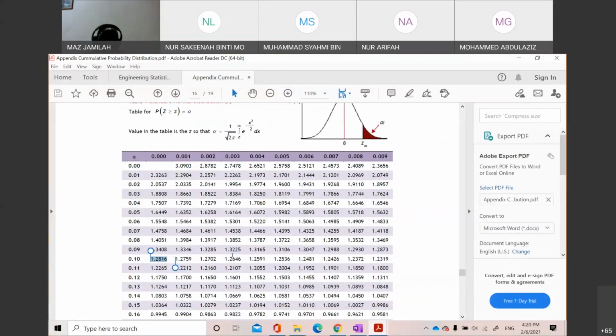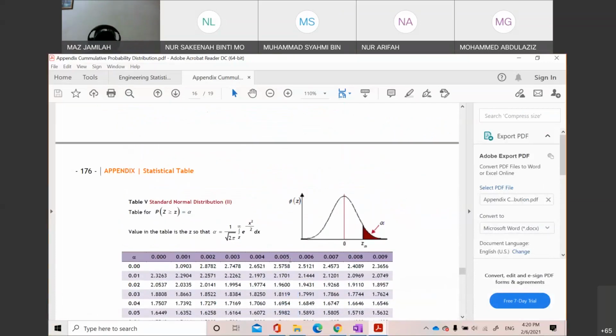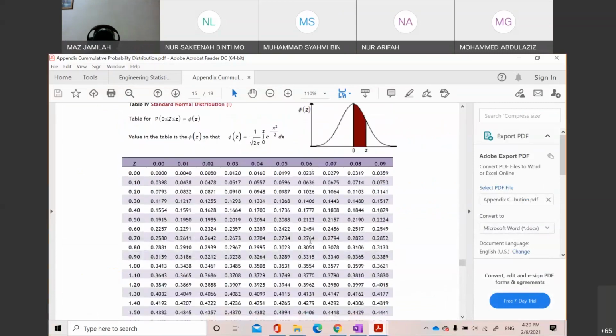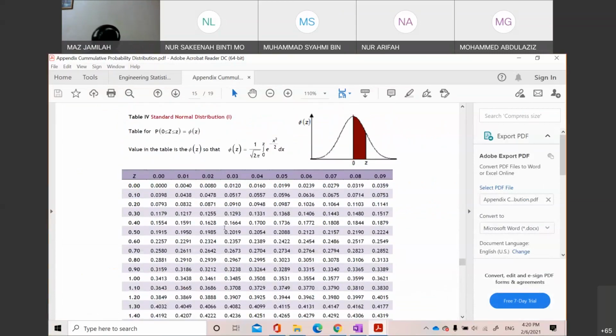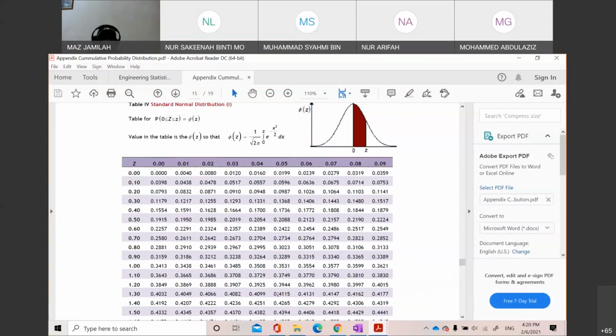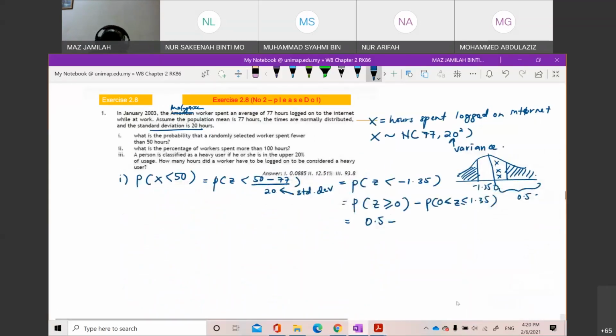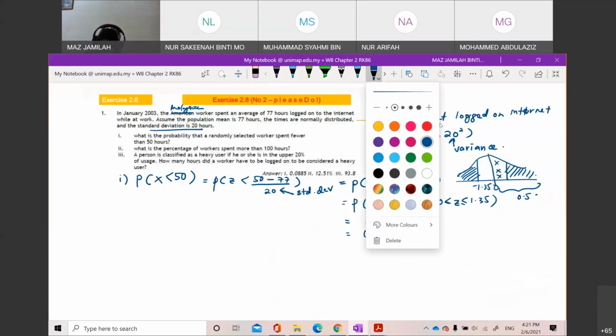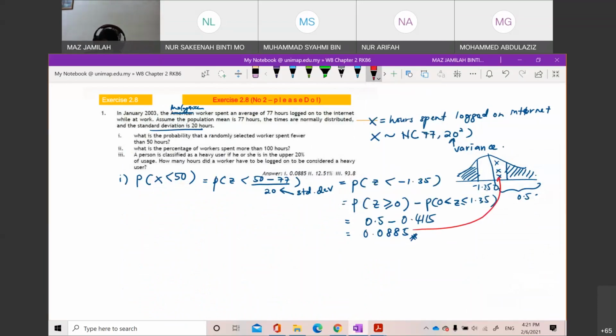1.35 is 1.1031. Sorry, we are talking about the first table. That would be 1.35. So 1.35 gives 0.4115. So you will get 0.0881. Very small probability. Okay, so this one is for this one.